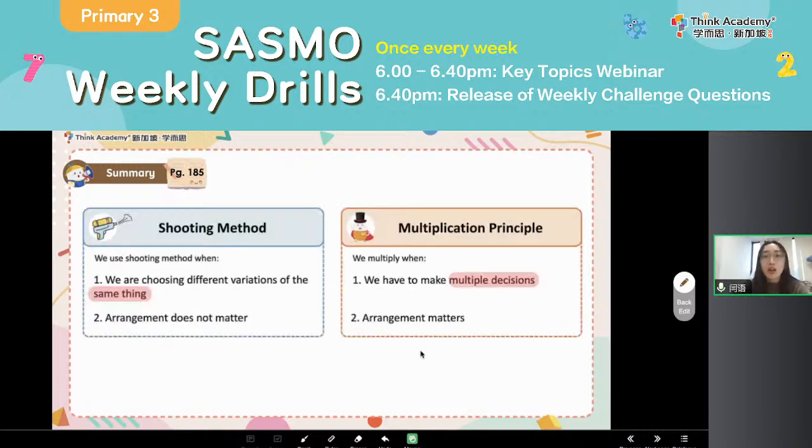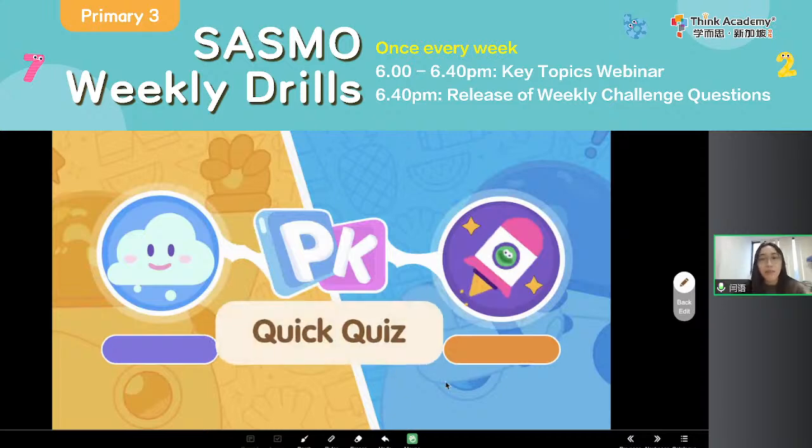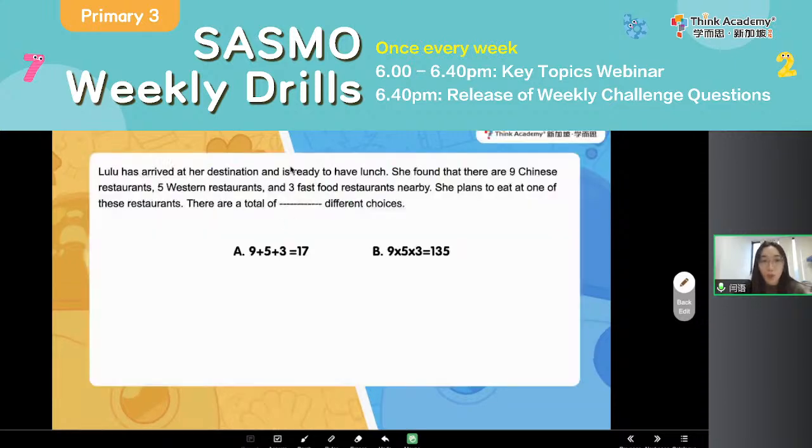Okay. So here on page 185, you can see 2 tables in your book. The first one is about the shooting method, and everyone please circle same thing, just like the hamburgers you choose, right? Okay, and the second one, the multiplication principle, is about multiple decisions. Okay, so following this, let's play a quick quiz to check more about addition or multiplication. For the first one, I give you 20 seconds. Try to read the question and type your answer in the chat box. Is it A or B?